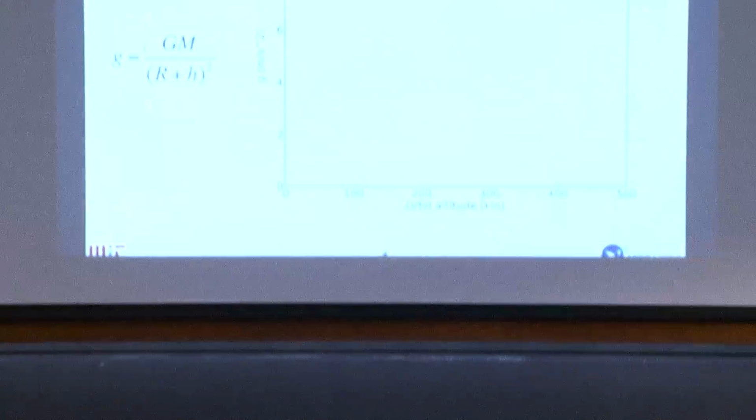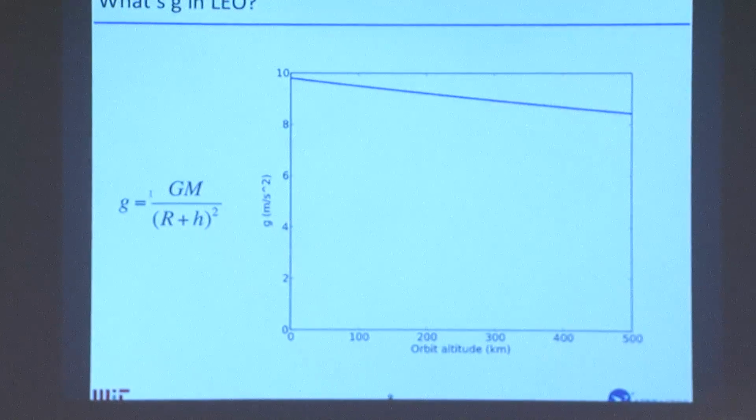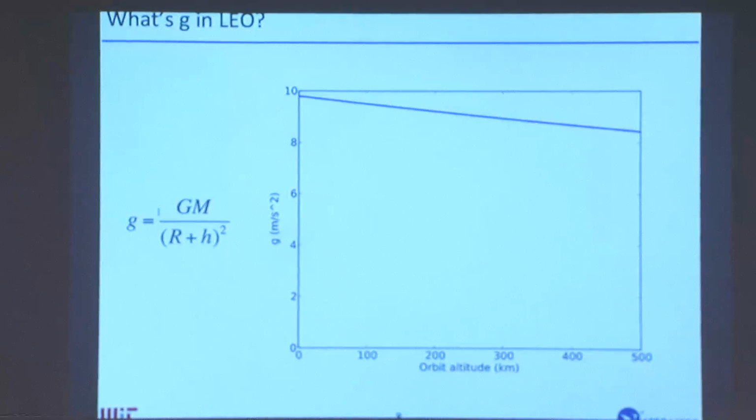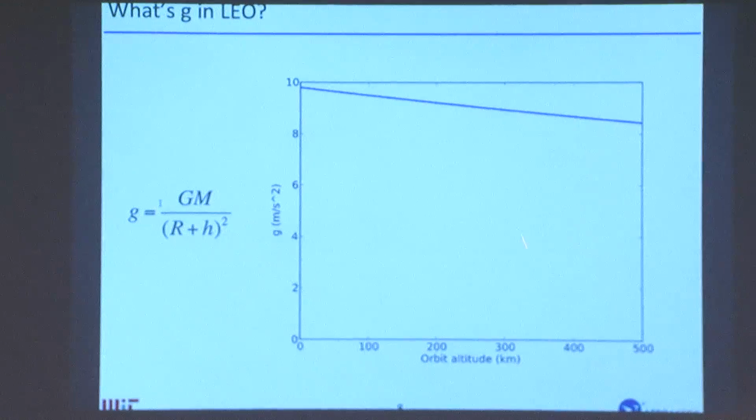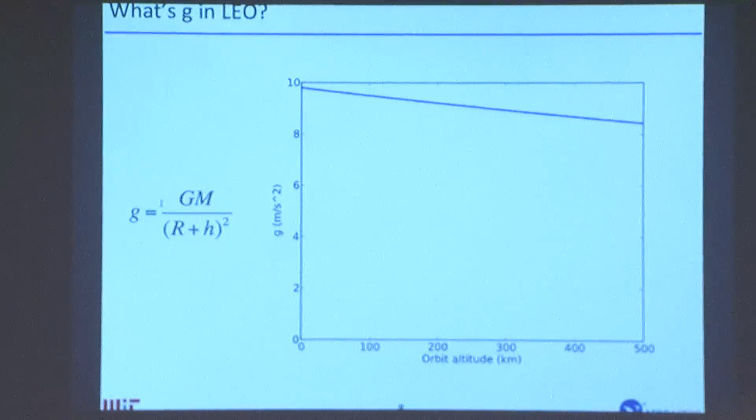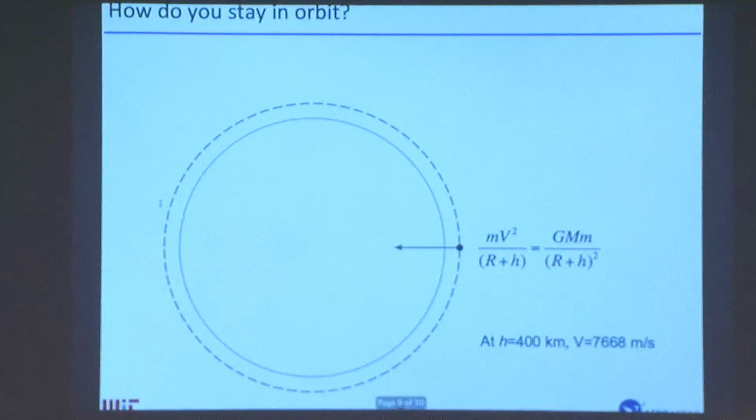In fact, little g is 9.8 meters per second squared. Here's a plot of g as you increase orbit altitude away from Earth. And the International Space Station is right here at 400 kilometers. G is about 8.7 instead of 9.8. So it's less, but it's not much less. You're still getting pulled on pretty hard.